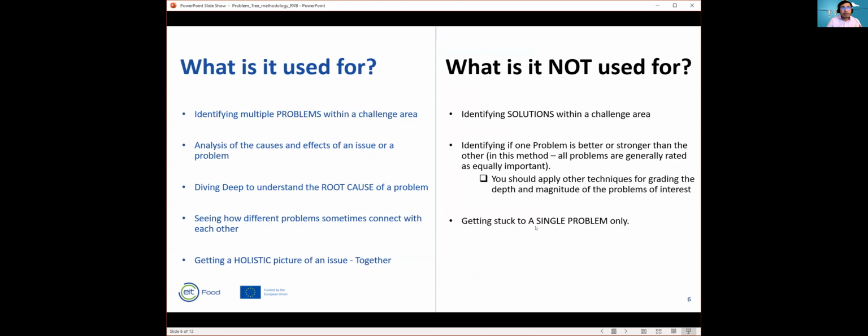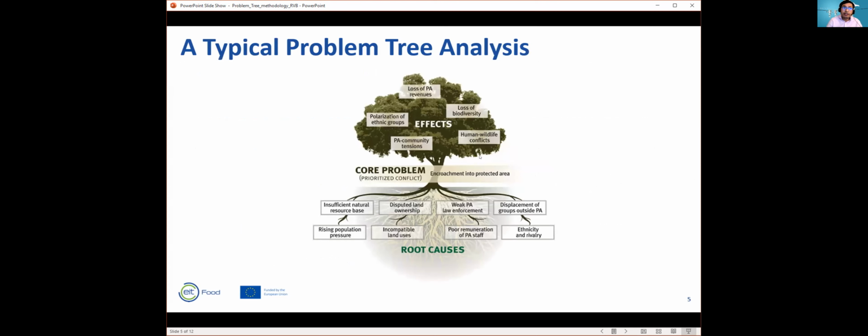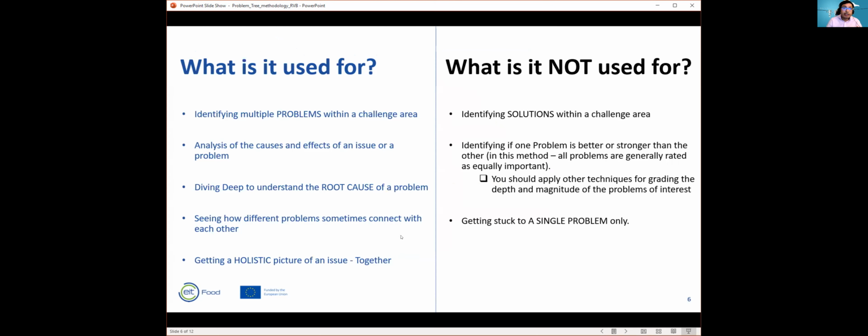If you really think about what the problem tree is used for, it's used for identifying multiple problems within a challenge area, analysis of the causes and effects of an issue or a problem, diving deep to understand the root cause of a problem, and then seeing how different problems sometimes connect with each other, and therefore getting a holistic picture of an issue together. And by together, I mean as a group, where you're looking at all the effects and all the different causes that could be feeding into this, right?